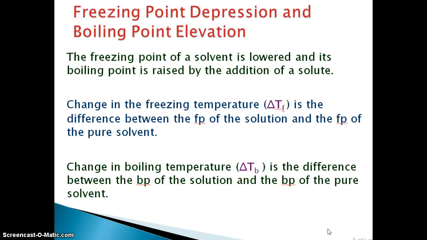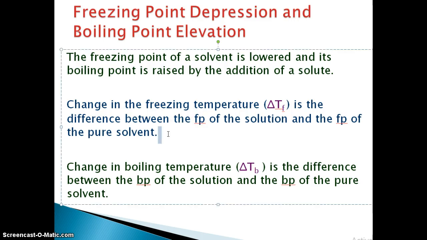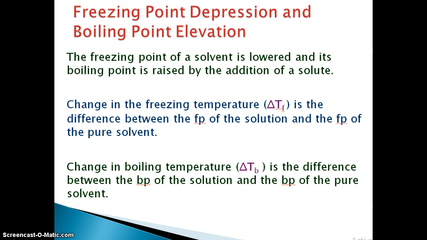And so this brings us to a couple of things that we can actually calculate. We can calculate the change in freezing temperature, which is just the difference of the freezing point. That's what FP stands for, freezing point. So we take the freezing point of the solvent compared to that of the solution, and that is our change, our delta T freezing, right? Remember, the triangle is a delta and it just means change. So change in temperature in this case.